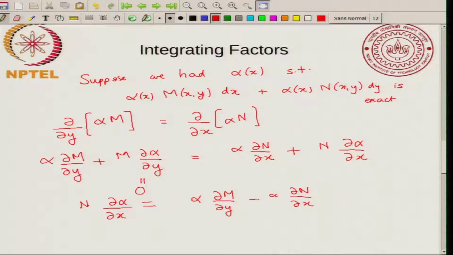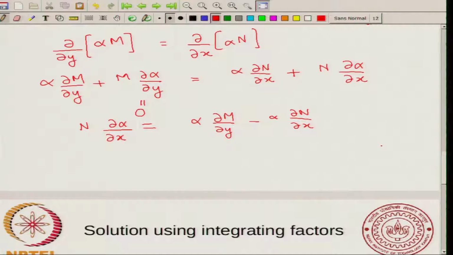Okay, so n times ∂α/∂x, that is this term, is equal to, and I just took everything else on the right hand side, and I can rearrange this further and I can write (1/α) ∂α/∂x is equal to (1/n)(∂m/∂y − ∂n/∂x).